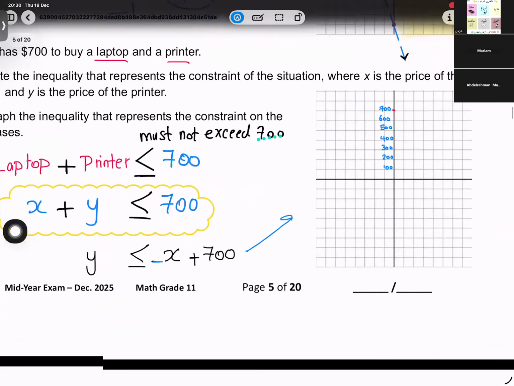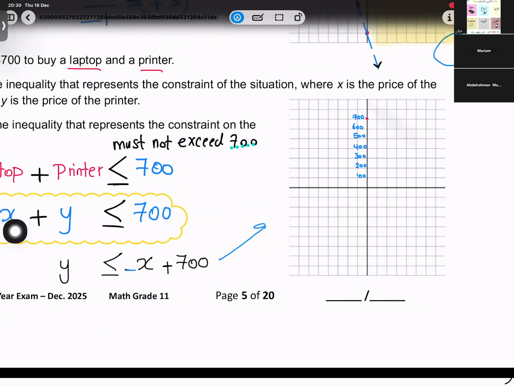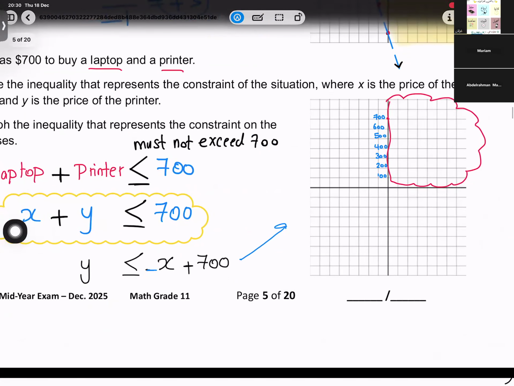Good. Then our graph will only be here, right? x is the price and y is the price, so you can't have a negative value. Okay. We need to continue the graph. The x-intercept is 700, and the y-intercept is also 700.